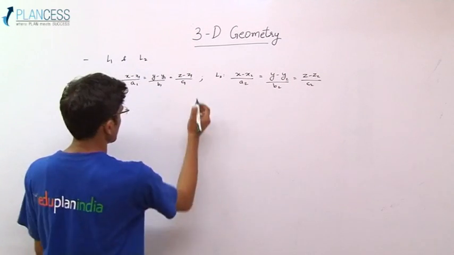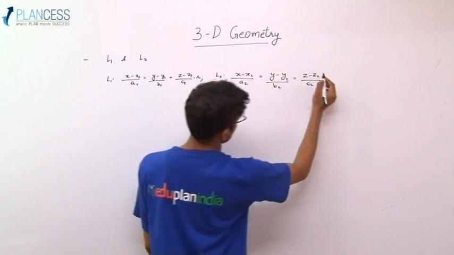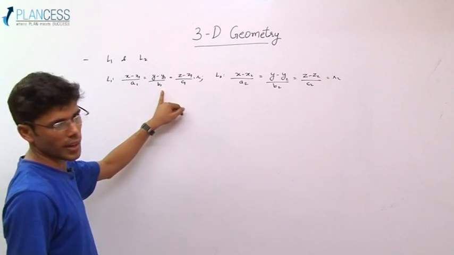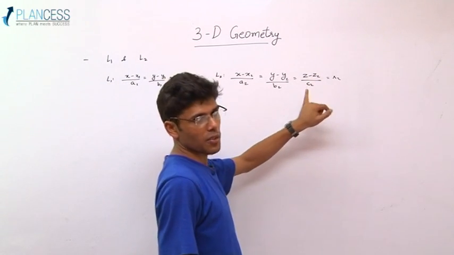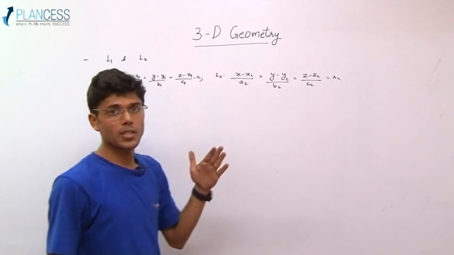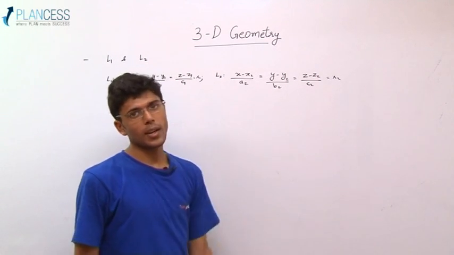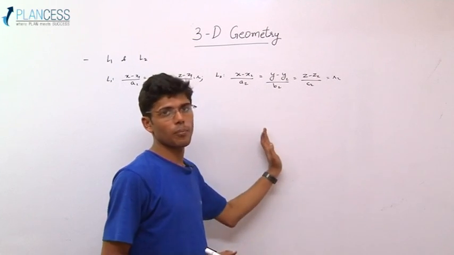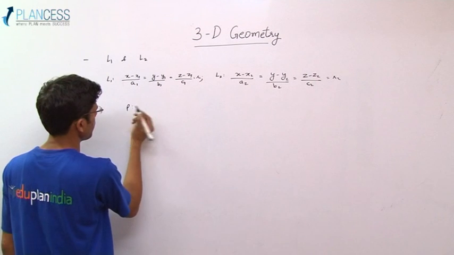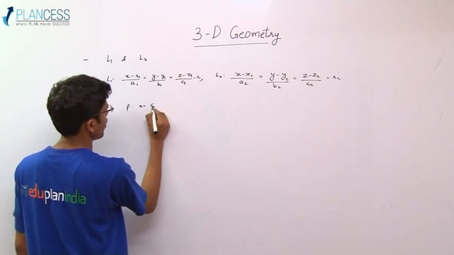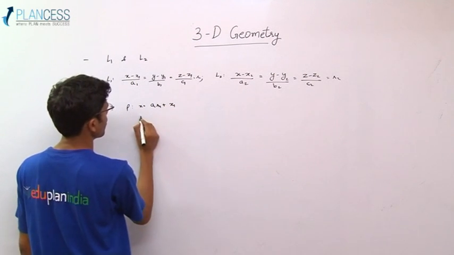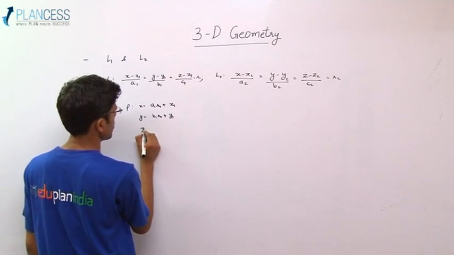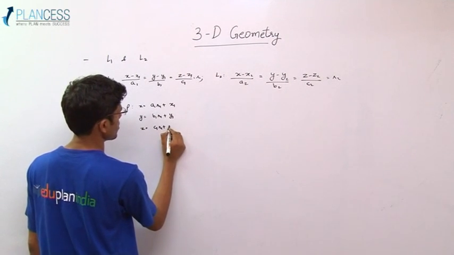So how do we find it? Say this is some R1 and this is some R2. We know in terms of R1 the coordinates of any point on line L1. Similarly, in terms of R2 we know the coordinates of any point on the line L2. The line which is intersecting both L1 and L2 should pass through some point of L1 and some point of L2. Say for a particular R1 we have point P which has the coordinates x equals a1 R1 plus x1, y equals b1 R1 plus y1, and z equals c1 R1 plus z1.